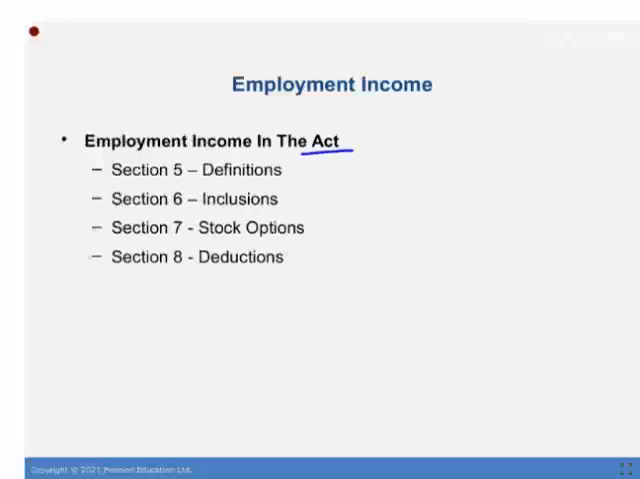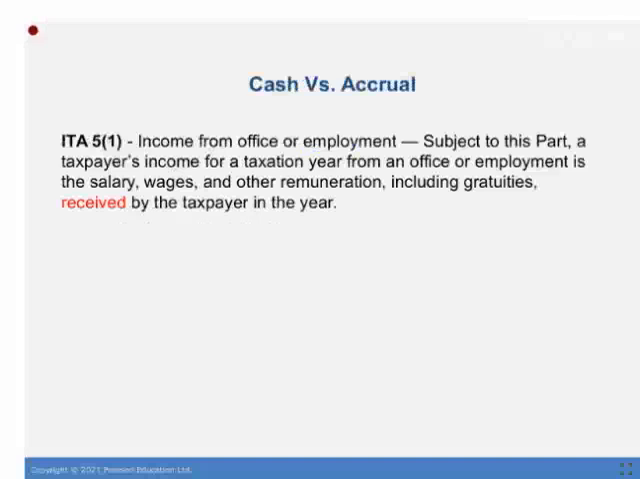So employment income is covered, of course, in the Income Tax Act. There's definitions, different things that are going to be included. We have stock options that your employer may provide that are also considered a part of employment income. And in Section 8, we can also potentially have deductions from our employment income. So again, for most people, it might be as simple as I have a T4 and I'm just going to enter it into my tax return. But for others, there could be more layers of complication to that employment income.